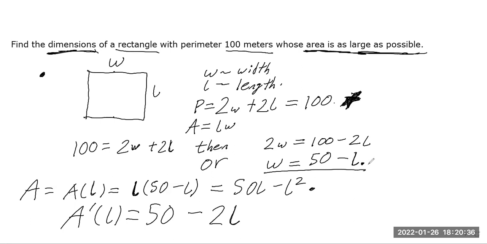And so what we're going to be doing is we're going to be using this equation, W equals 50 minus L. So we don't have to find that, but what we do have to find is W. I know that it's 50 minus L. I mean, sorry, yes, 50 minus L.